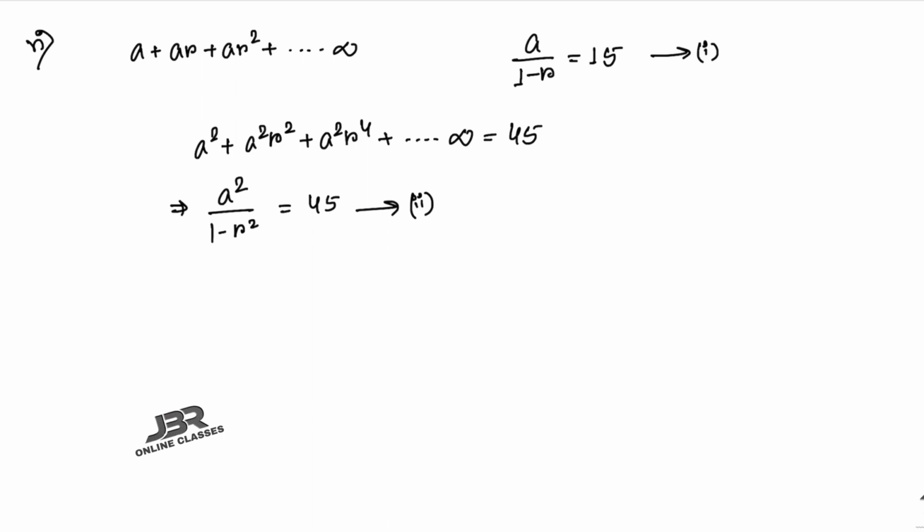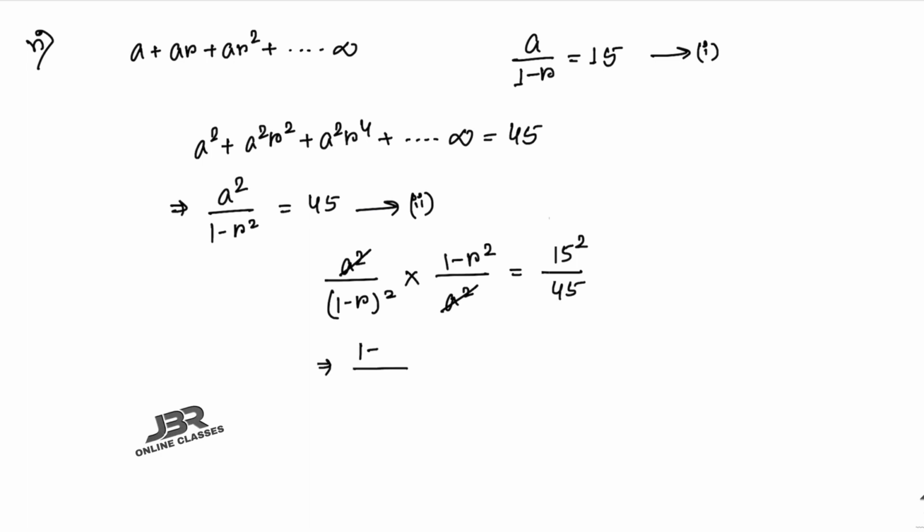Now dividing the square of 1 by 2, you will get a^2 by (1 minus r)^2 into (1 minus r^2) by a^2 equal to 15^2 by 45. I repeat, dividing the square of the first one by the second one. So a^2 will be cancelled out. It will be (1 plus r) by (1 minus r) equal to 5, and from that equation r equals 2 by 3. So if r equals 2 by 3, then a equals 5.